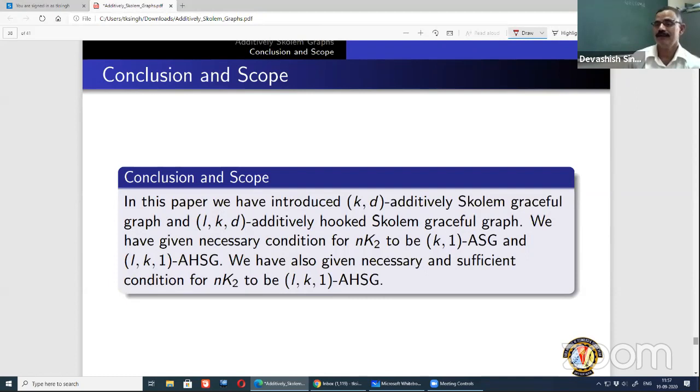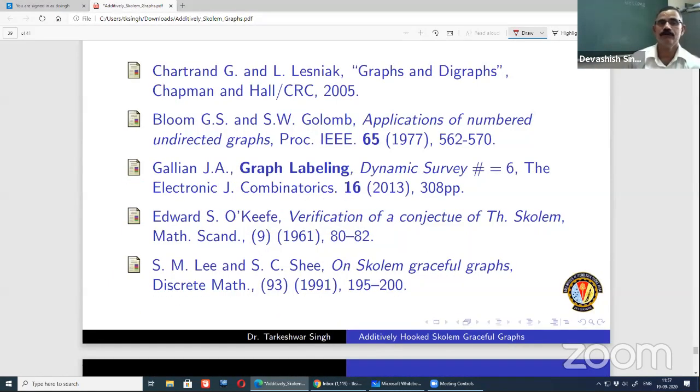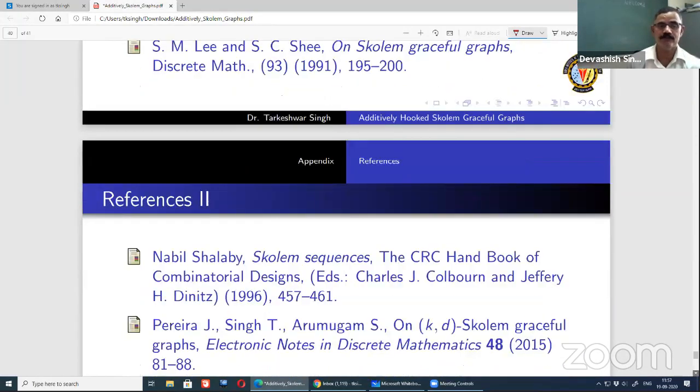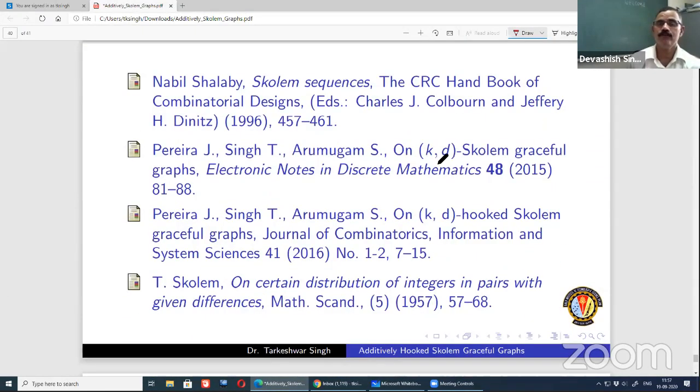Any questions, queries and suggestions, you are most welcome. These are the references I am taking. One reference was missed out, that is by Siemens, perfect Skolem sequence. These are the papers where we have already proved the results about the KD Skolem graceful graph and KD hooked Skolem graceful graph.